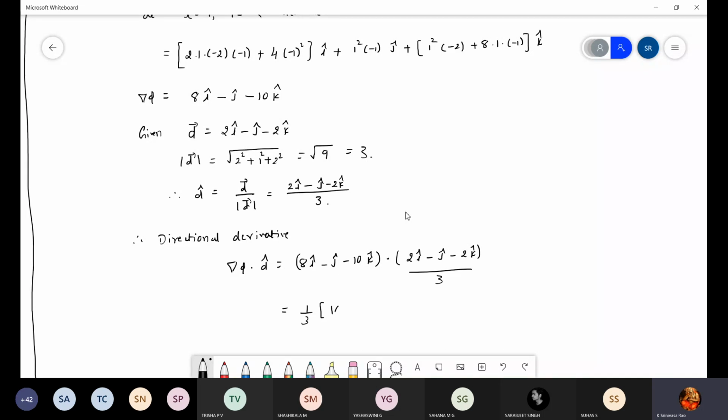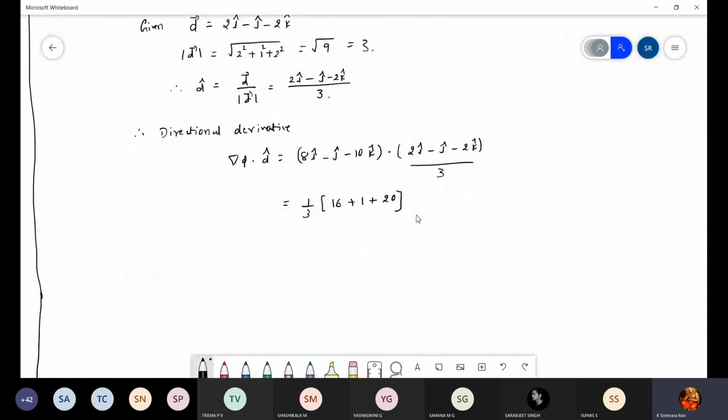8 times 2 is 16, minus times minus, plus 1 times 1 is 1, minus times minus, plus 10 times 2 is 20. Coefficient of i, coefficient of j, and coefficient of k multiplying respectively. Final answer is 37 by 3. This is the directional derivative.